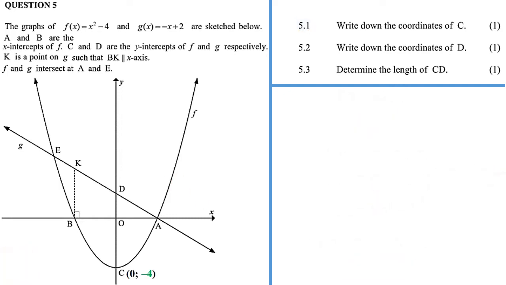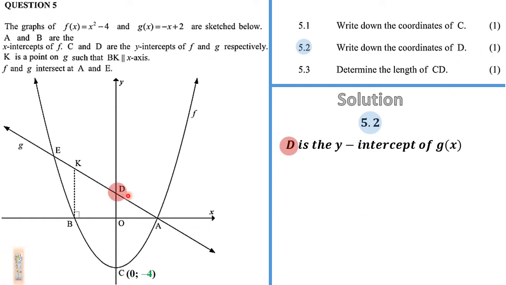Now, let's move on. Now we check a solution for 5.2. In 5.2 it says write down the coordinates of D. What do we know about D? D is the y-intercept of g of x. So it means this is a point where the straight line is cutting the y-axis. And then I've indicated that to have a point on the y-axis, anywhere on the y-axis, it means x is equal to 0. To have a point anywhere on the x-axis, it means y is equal to 0.